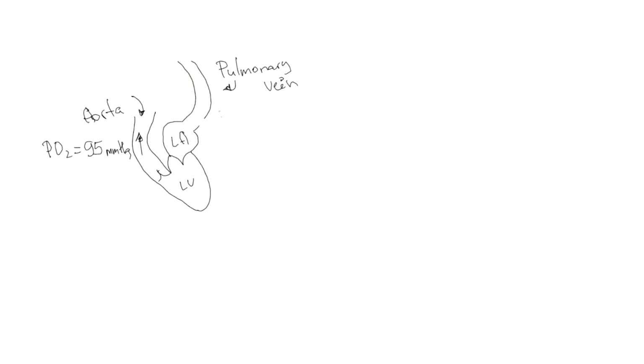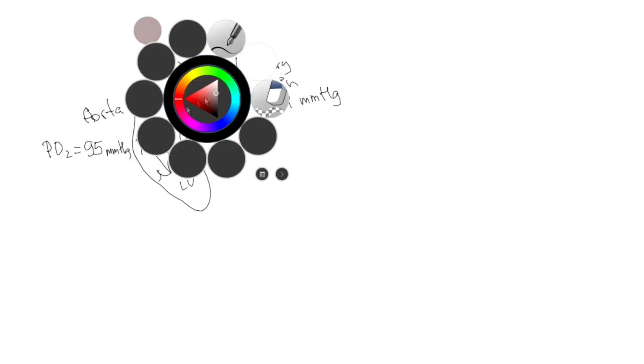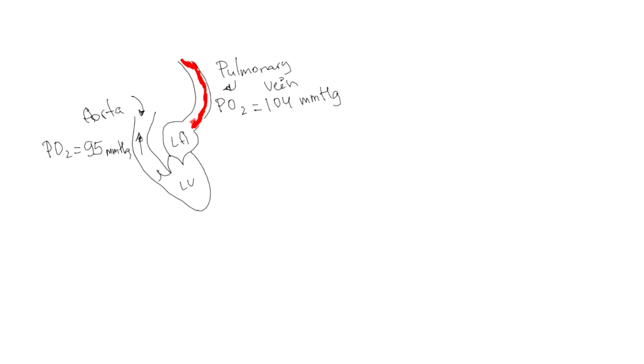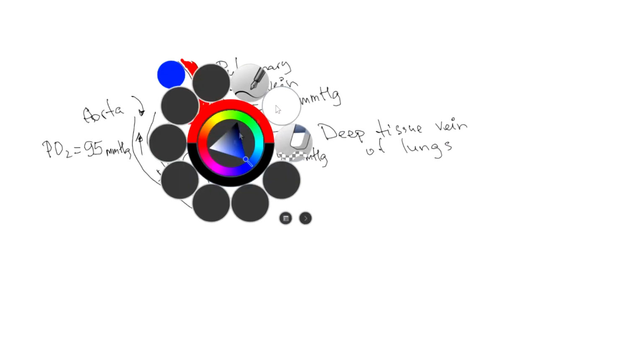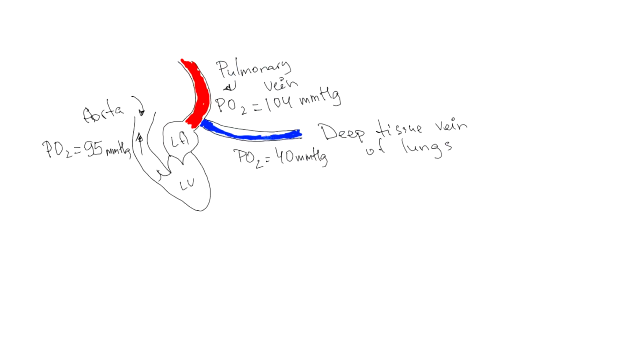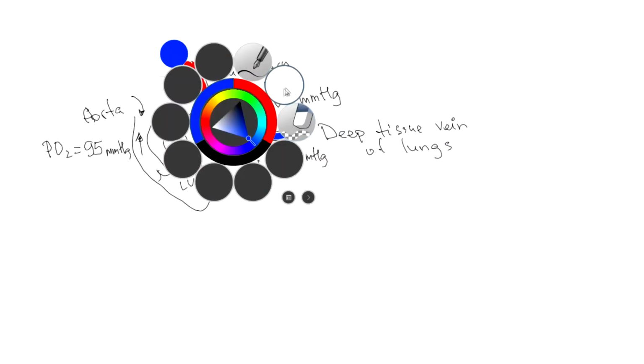It's interesting that the PO2 in the aorta is 95. That is because of the shunt flow. When blood enters the left atrium, the pulmonary vein has the oxygen partial pressure of 104, and there are veins from the deep lung circulation that were not exposed to lung air, so they are deoxygenated with the partial pressure of 40.